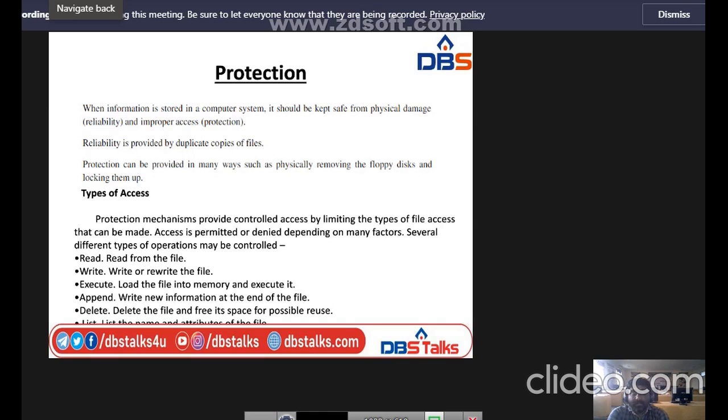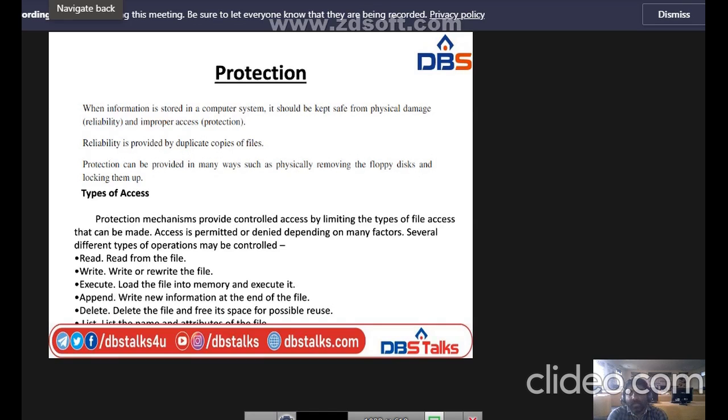To condense the length of the access control list, many systems recognize three classifications of users in connection with each file. That is owner, group, universe. See, owner means the user who created the file. Group is nothing but a set of users who are sharing the file and need similar access. Universe means all other users in the system.